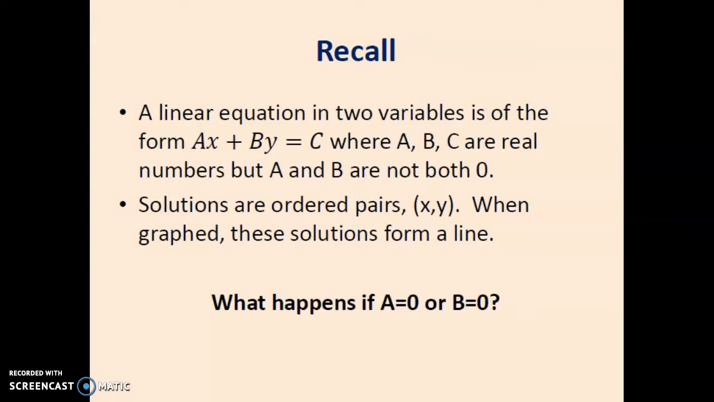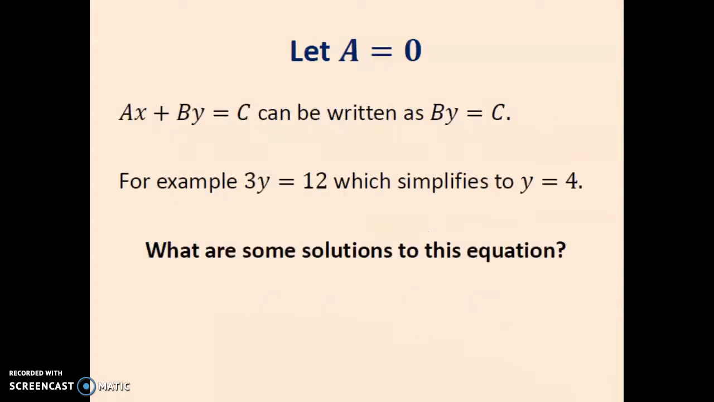So in the definition, we see that a and b are not both 0, but that means that one or the other could be 0. So the question is, what happens if either a is equal to 0 or b is equal to 0? Let's first look at the case where a is equal to 0. Our equation is now written in the form by equals c. Remember, b cannot be equal to 0 if a is, so b is some real coefficient that's non-zero.